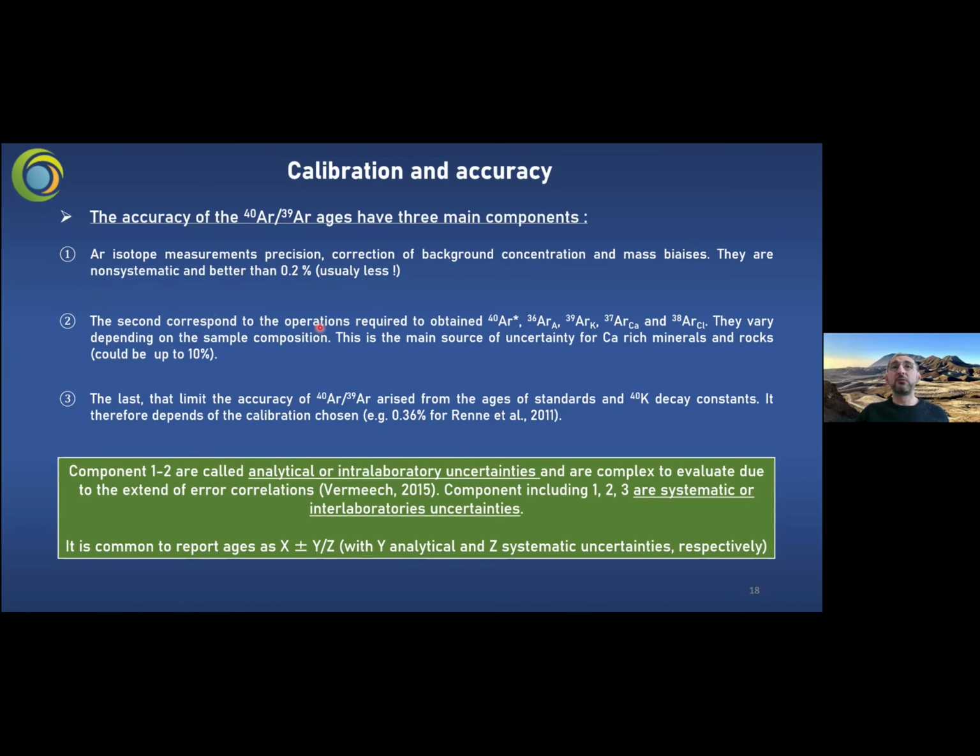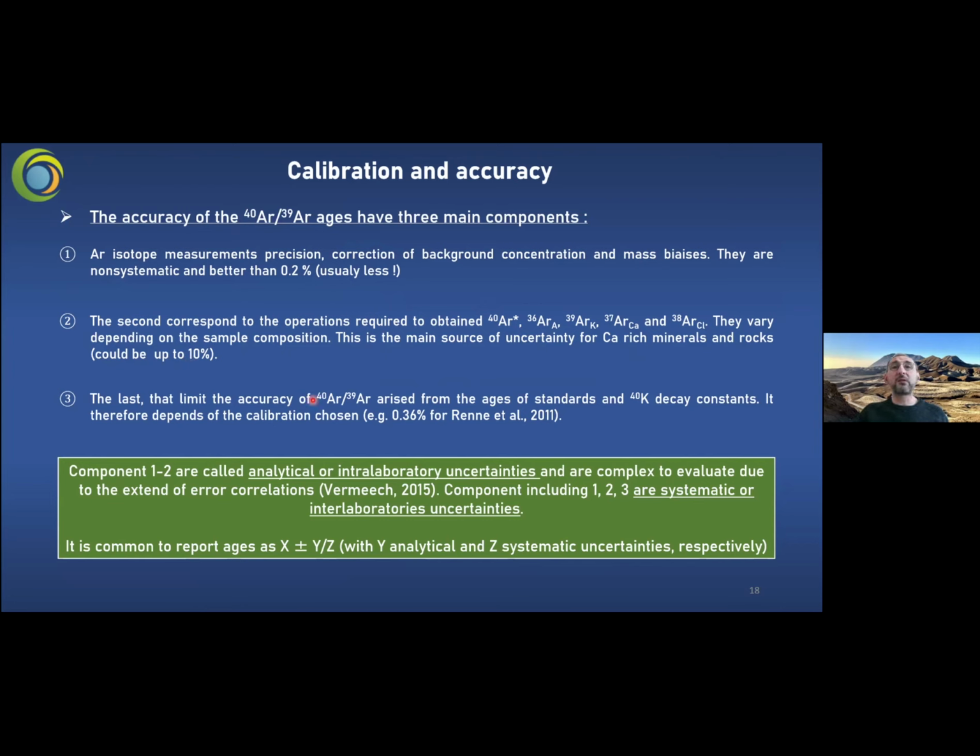The second corresponds to the operation required to obtain all the other argons coming from the neutron activations and the radiogenic. Of course, they depend on the sample composition, and this is the main source of uncertainty for the calcium-rich minerals. That could be up to 10% for tholeiite, for instance.